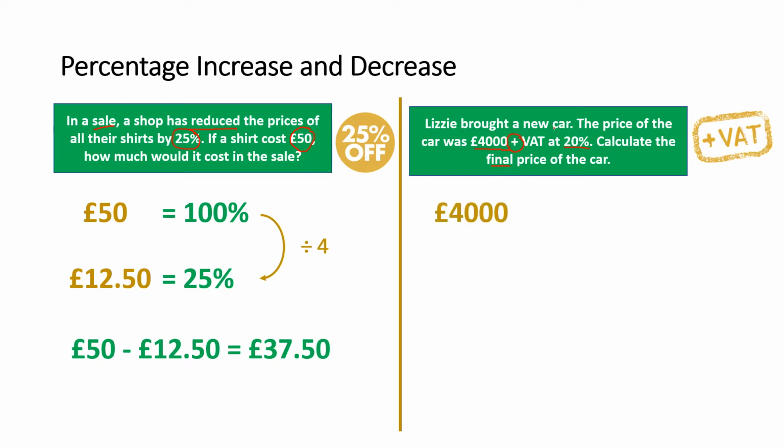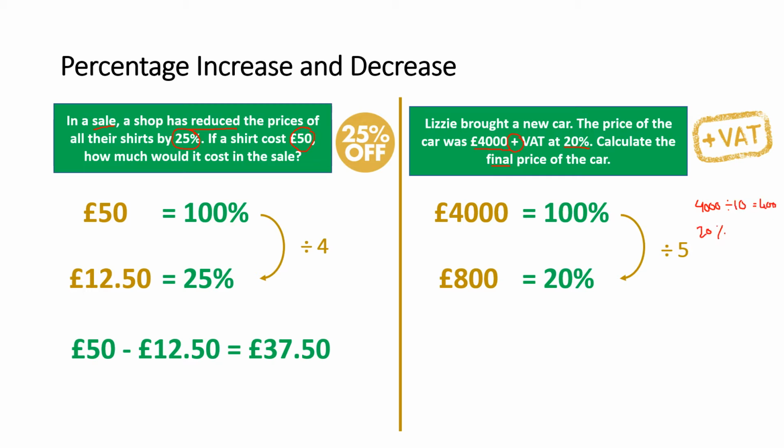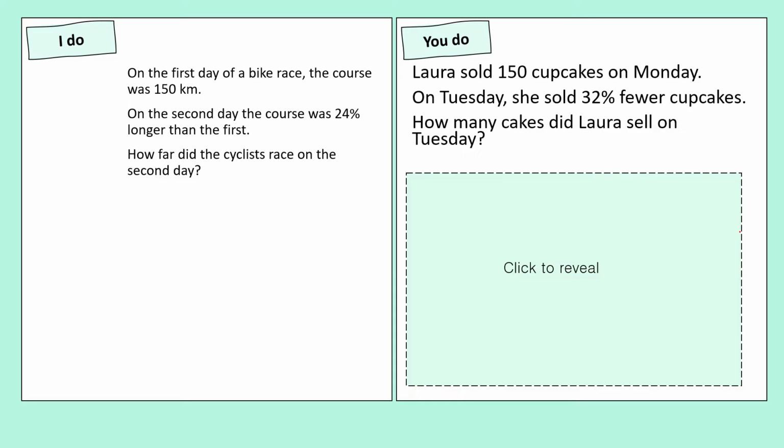So we know that 4,000 is your 100%. To find 20%, you can divide it by 5, or you can find 10% twice. So you can do 4,000 divided by 10, which gives you 400, and therefore 20% you know is double that, so it's going to obviously be £800. And because it's plus VAT, you're going to add them, giving you a final answer of £4,800 for the car that Lizzie has bought.